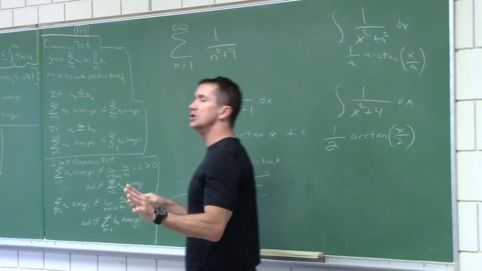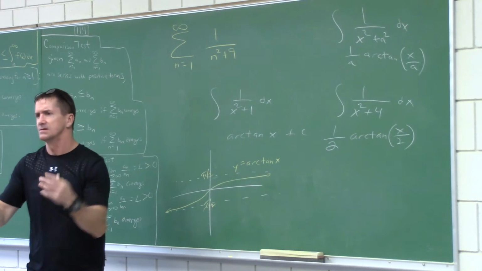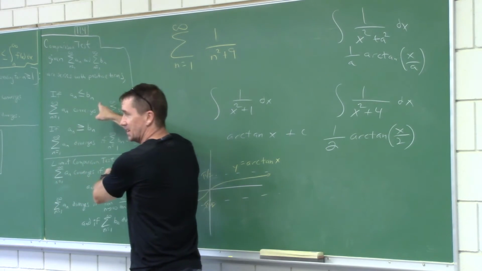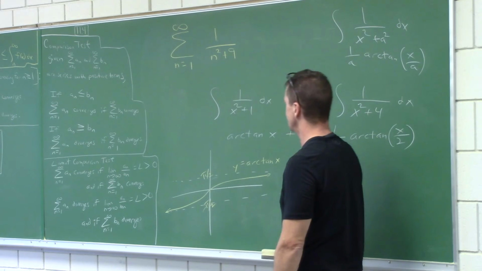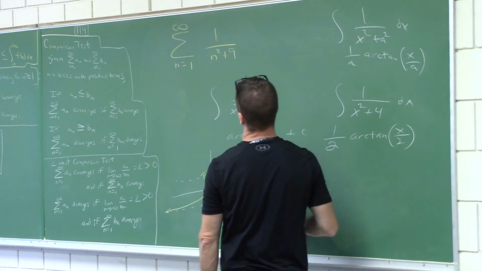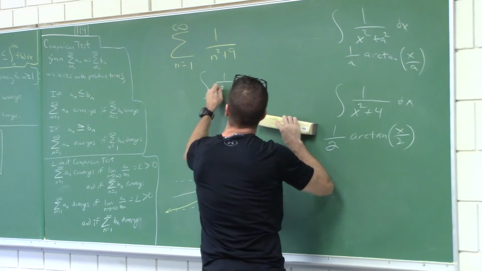Cool. Hey, good news. If you freak out doing a problem like this, and you're like, I don't know how to do the integral, don't worry, we've got more tests coming up. But I would like to do it with you because it's not too bad of an integral. So let's try this one. What is the integral of 1 over x squared plus 9? What is that?